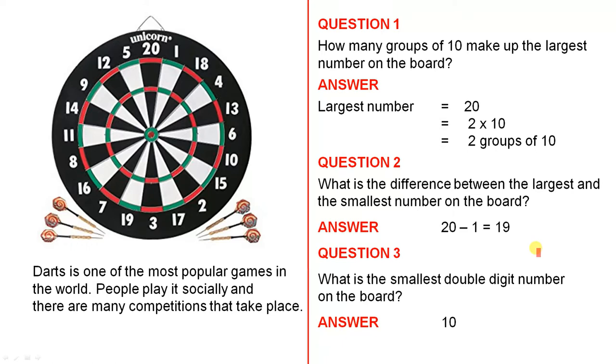Question 3. What is the smallest double-digit number on the board? Now double digits means it's got 2 numbers that make up the actual number. So the smallest one is 10, because the number which is less than 10 is 9, and that's a single digit. So that's the answer.